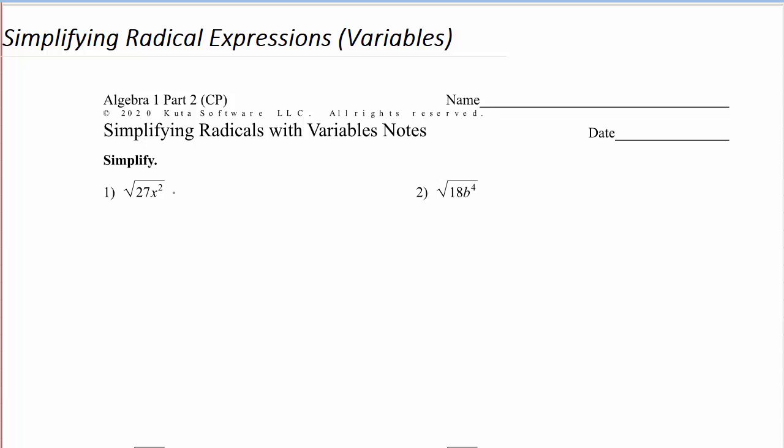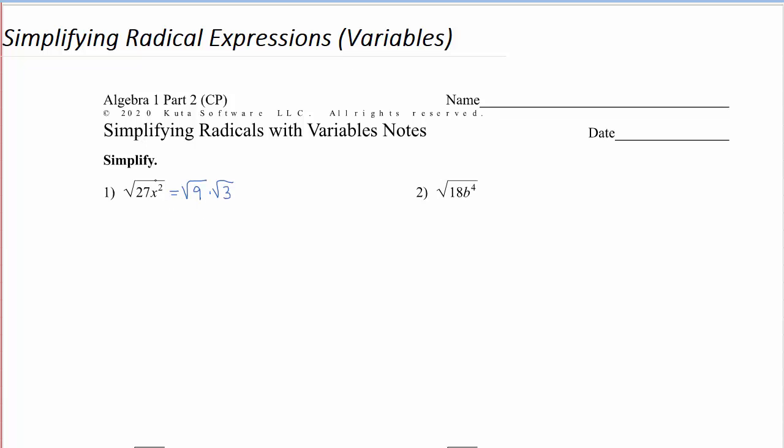So let's start off looking at this first problem. We have the square root of 27x squared. Last week you looked at what the square root of 27 would be if we simplified that. So let's start off with that. Well, first thing we can do is break apart 27 into a perfect square number, like 9, times the square root of 3. 9 times 3 is 27.